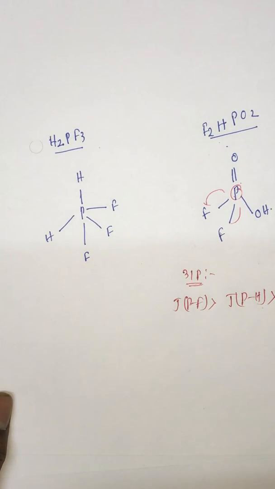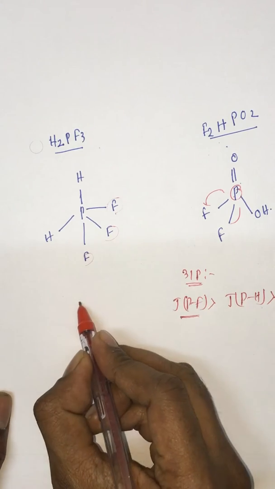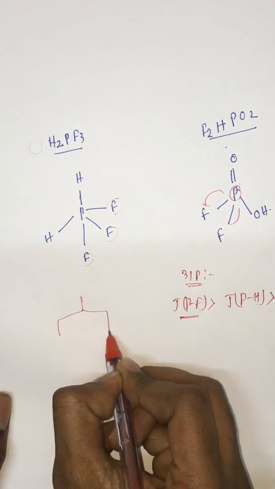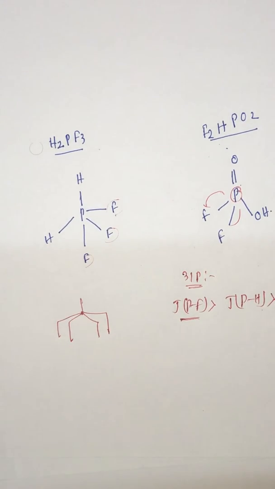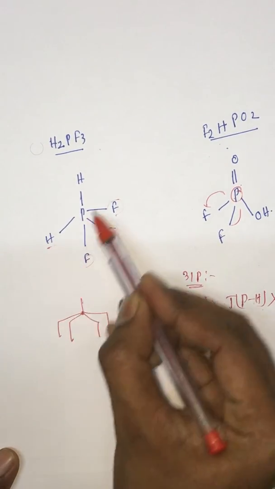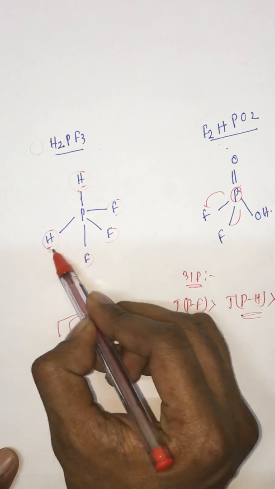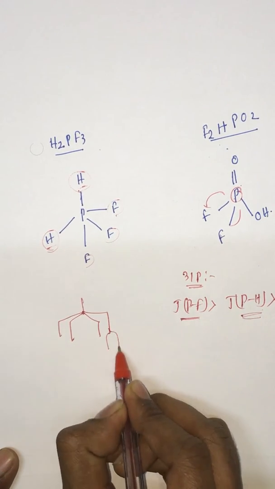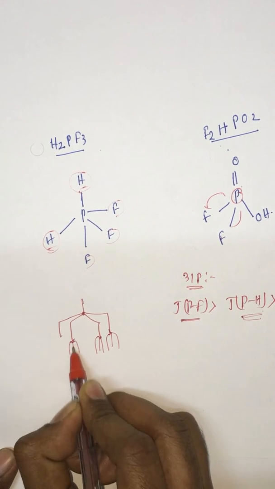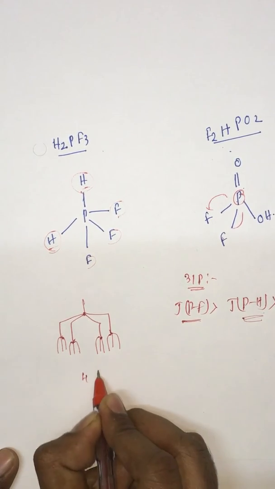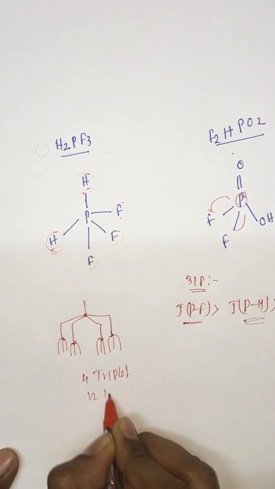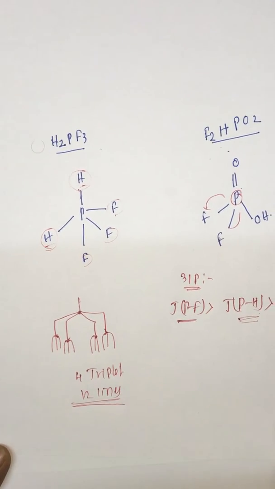Now we are recording a 31P. First phosphorus couples with fluorine, right? Here we can see phosphorus couples with fluorine first. So how many fluorines are here? Three fluorines are there, so first we'll get a four line signal. Now phosphorus also couples with hydrogen, and two hydrogens are there, so each line splits into three lines. So we can say four triplets are 12 lines in a 31P NMR spectra.